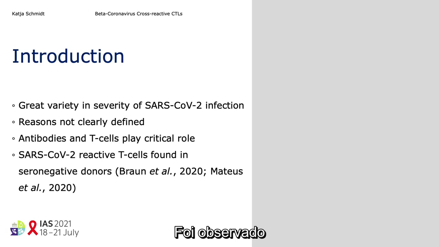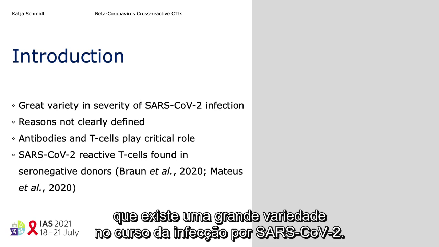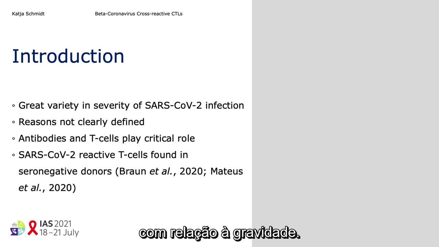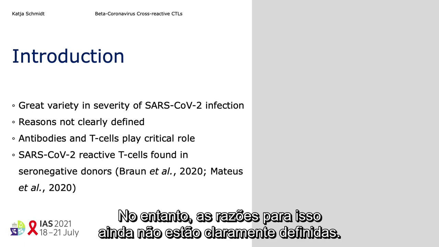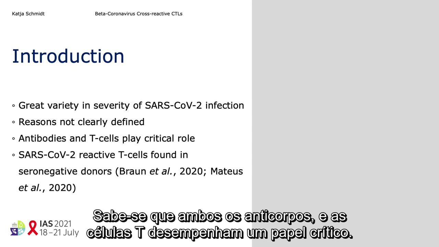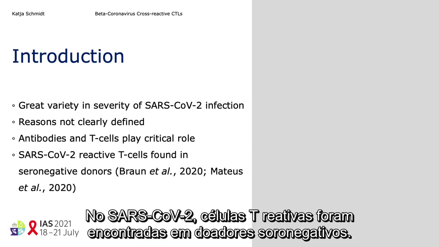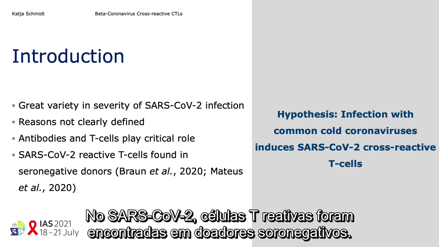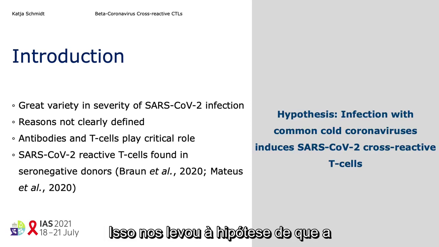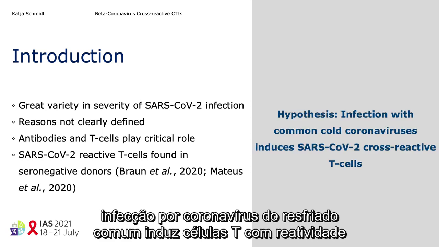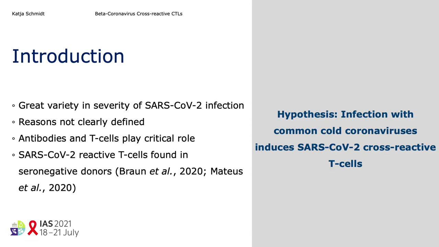It has been observed that there is a great variety in the course of SARS-CoV-2 infection regarding the severity. However, the reasons for that are not yet clearly defined. It is known that both antibodies as well as T cells play a critical role, and SARS-CoV-2 reactive T cells have been found in seronegative donors. This led us to our hypothesis that infection with common cold coronaviruses induces SARS-CoV-2 cross-reactive T cells.